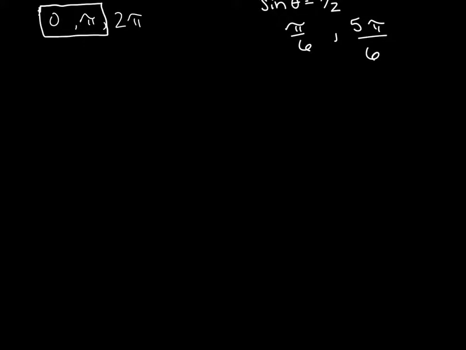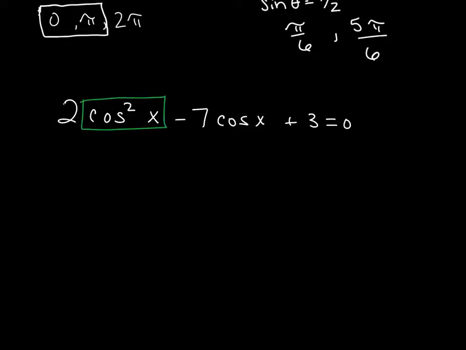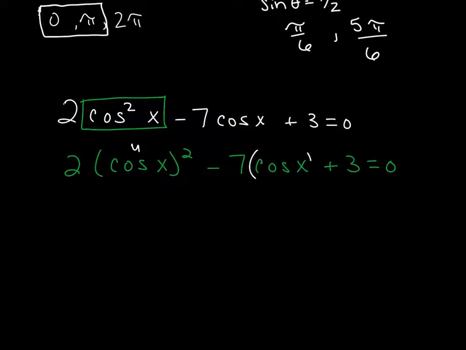All right, so the next example we're going to do is 2 times the cosine squared of x minus 7 cosine of x plus 3 is equal to 0. And I'm going to keep saying this in every one of these because it's so important to recognize that what this really means is 2 times the cosine of x squared minus 7 times the cosine of x plus 3 is equal to 0. And when you do this, we're just going through and substituting. All of this is u.